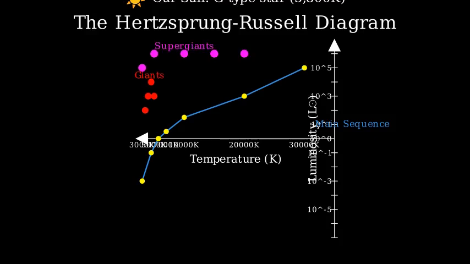Above the main sequence, we find giants and supergiants, which are very bright but not necessarily hot. Below the main sequence are white dwarfs, which are hot but dim due to their small size.